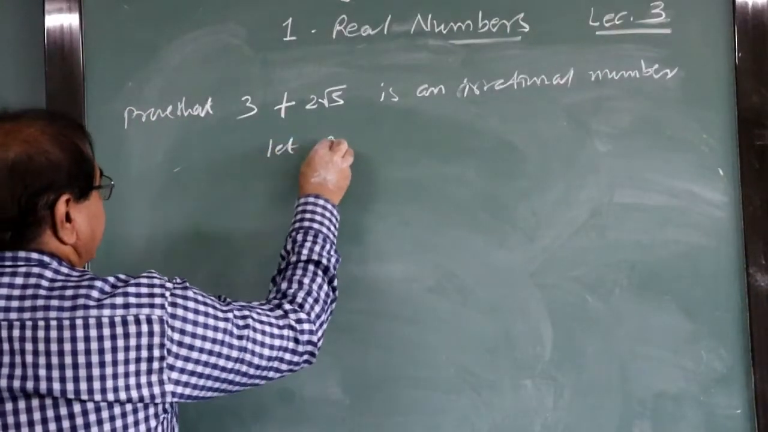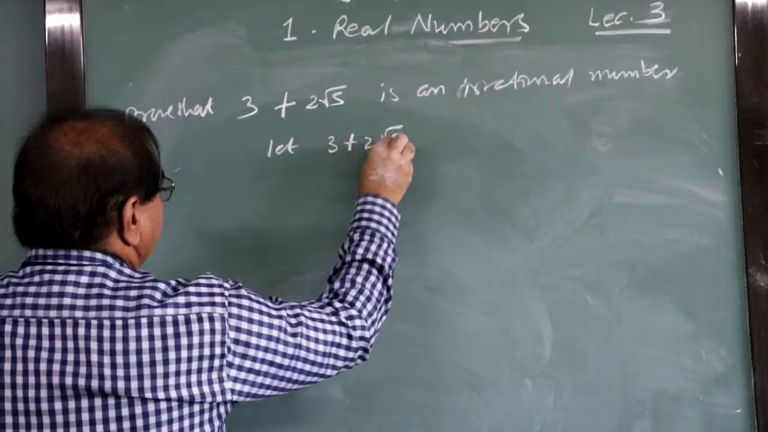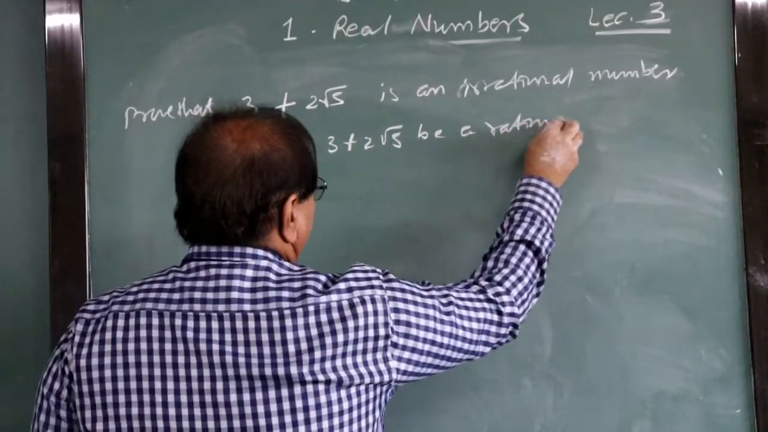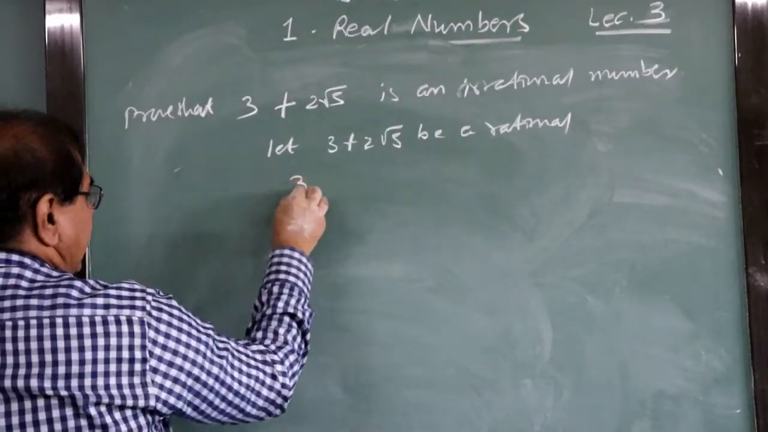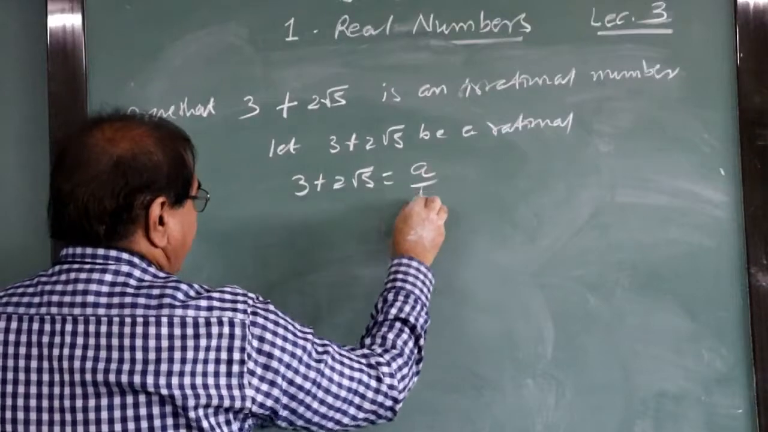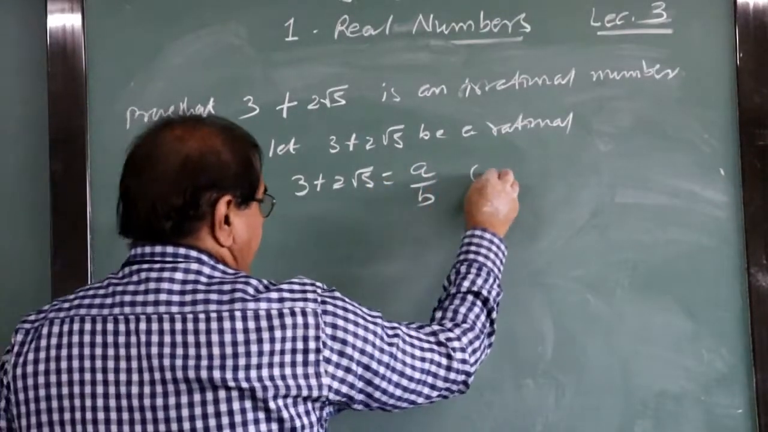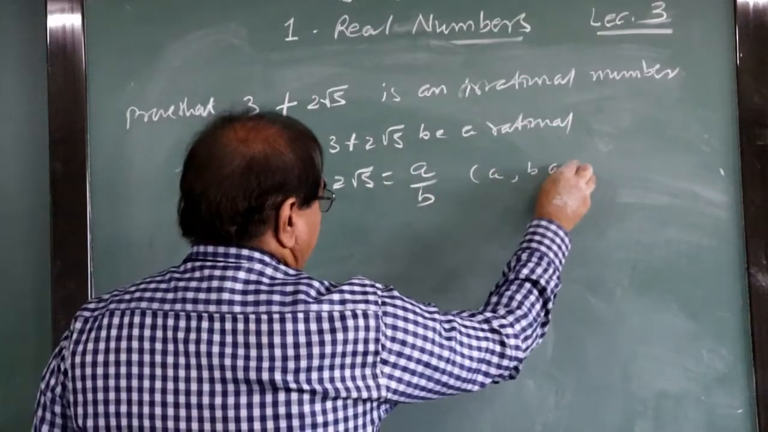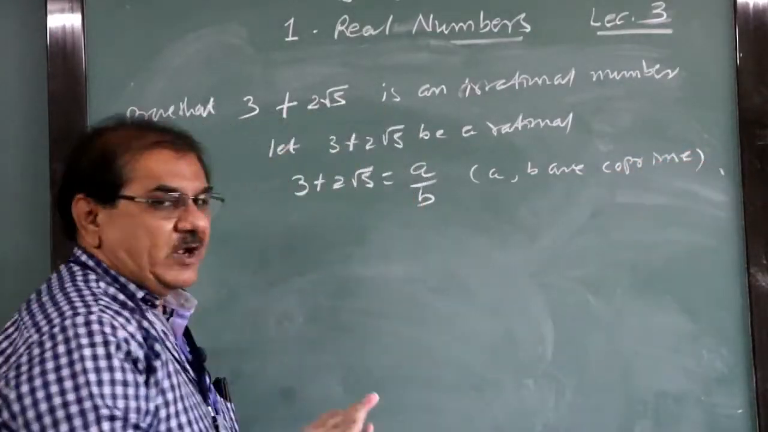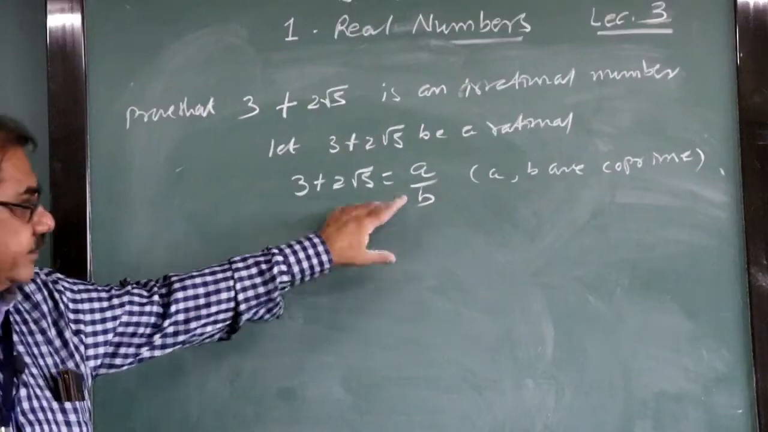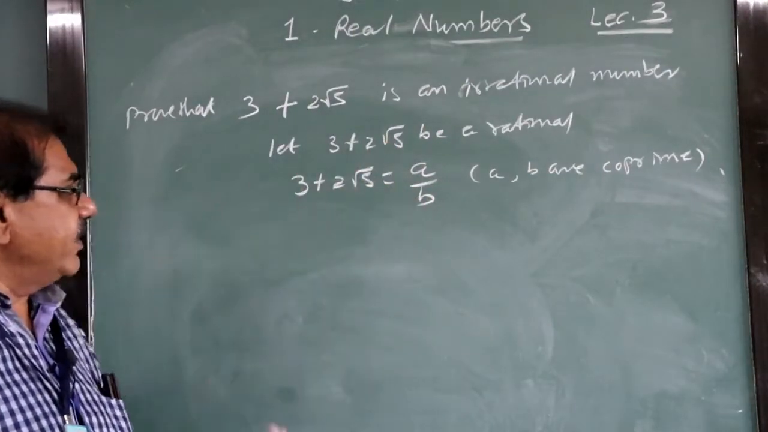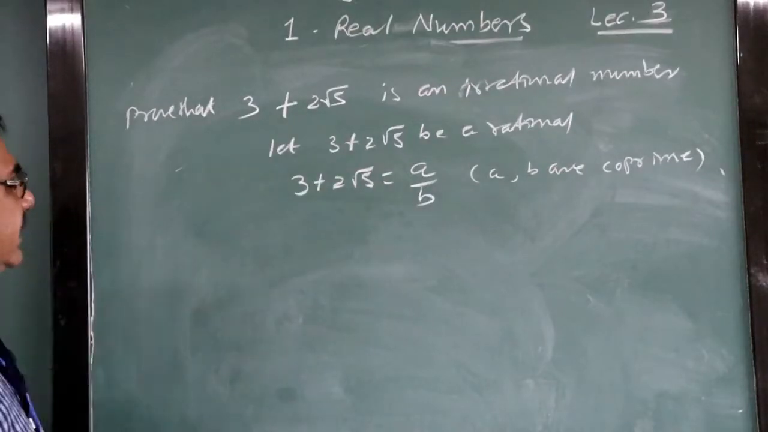So let us start. Let 3 plus 2 root 5 be rational. That means 3 plus 2 root 5 is equal to A upon B, with A and B co-prime. Co-prime means they don't have any common factor. It is our assumption that A and B should not have any common factor, such that A upon B is the type of rational number.